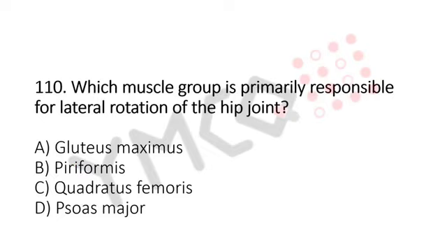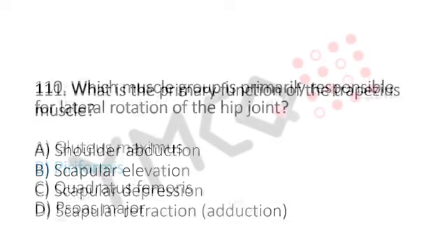Now let's move to question number 110. Which muscle group is primarily responsible for lateral rotation of the hip joint? Option A, gluteus maximus. Option B, piriformis. Option C, quadratus femoris. Option D, psoas major. And the answer is option B, piriformis.